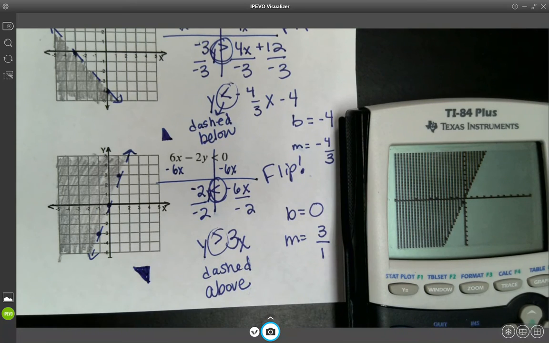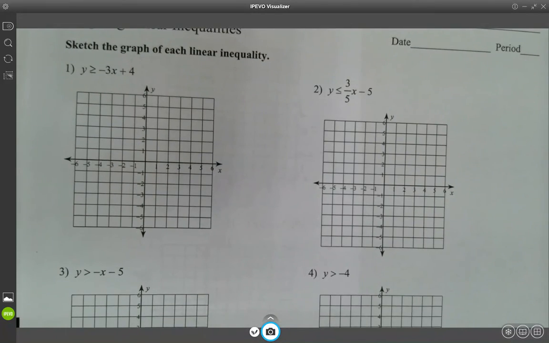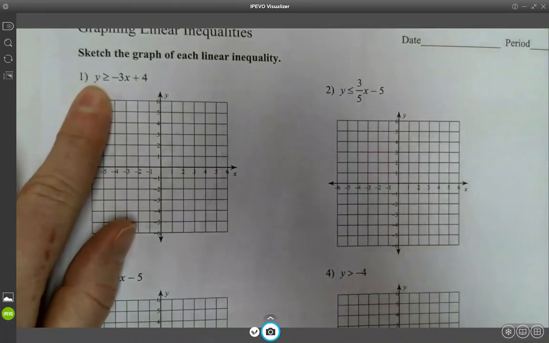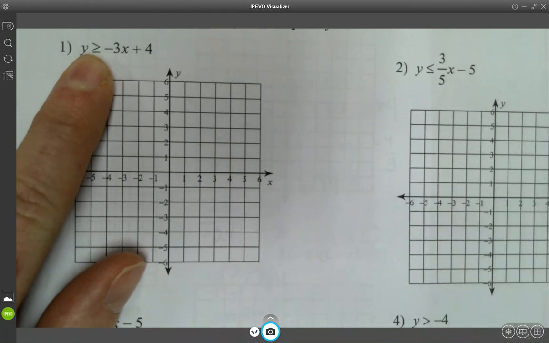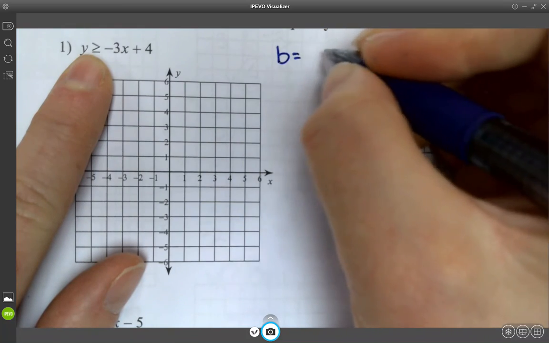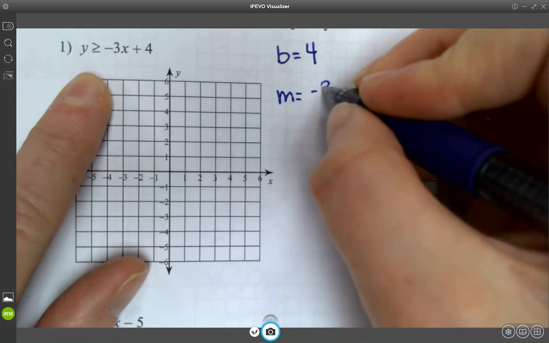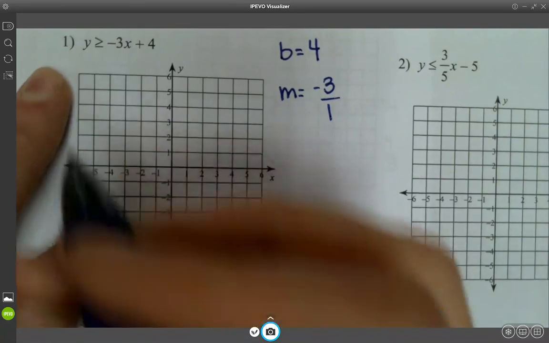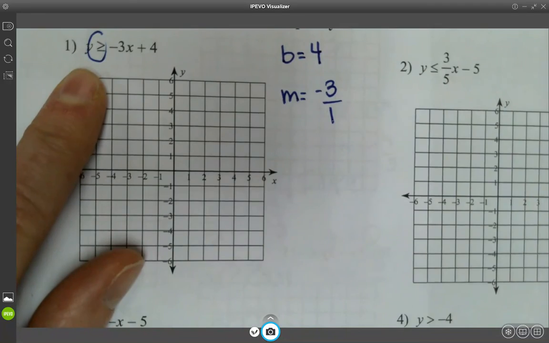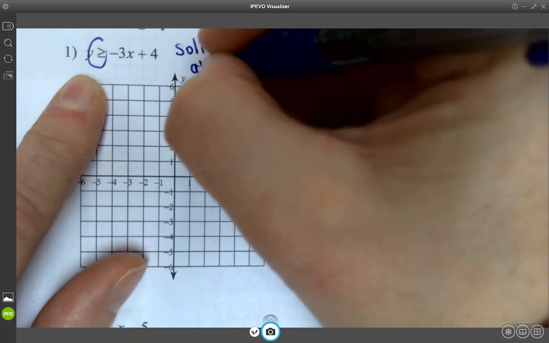Okay, and then your assignments, I'm going to pass that out. They're mostly already in y equals. So if I have this one, I'm not going to pass it out just yet. Let's just look at it real quick. Y is greater than or equal to negative 3x plus 4. In order to graph it, I'd need to know what b is. B is 4. I'd need to know what m is. Negative 3. But I need a denominator. What would be the run on that one? Okay, and then how is this going to be graphed? Solid and above, okay?